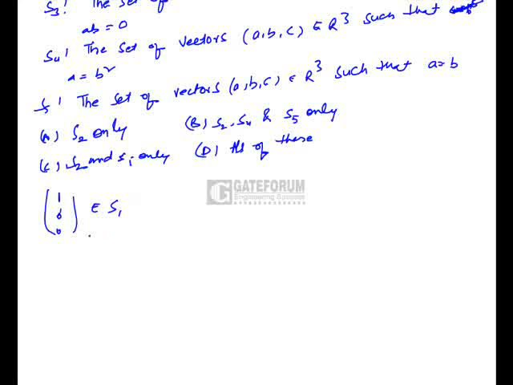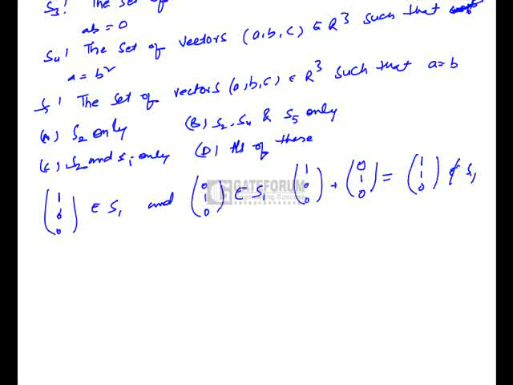So 1 0 0 belongs to S1, and we can take 0 1 0 which also belongs to S1. And if it is a subspace, then it should be closed under addition. So let us find the addition of these two, 1 0 0 plus 0 1 0, which is nothing but 1 1 0. But it doesn't belong to S1. Why? Because here a plus b is 2, but given a plus b must be equal to 1. So we can say S1 is not a subspace of R cube.